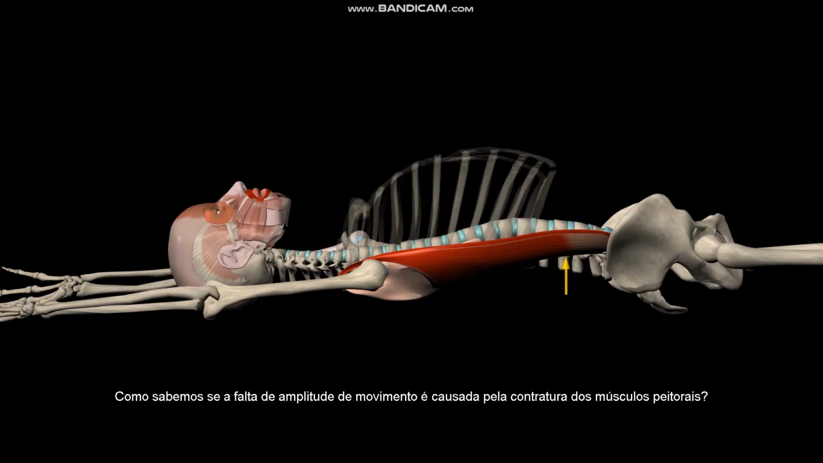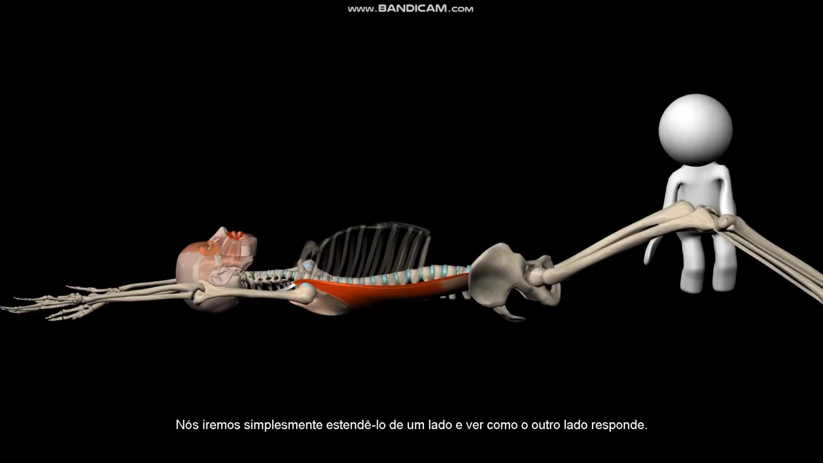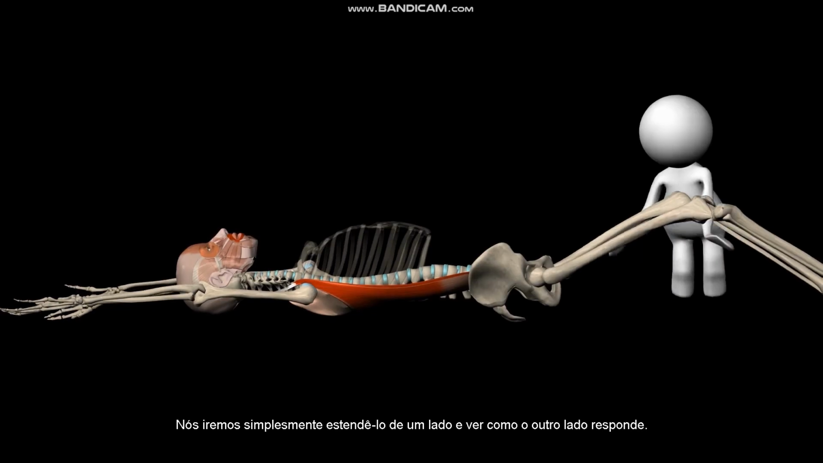How will we know if lack of range of movement is caused by shortening of the pectoral muscles or of the latissimus dorsi? First, we will observe the movement of the chest and the lordosis, and in addition, check the length of the latissimus dorsi. We will simply lengthen it from one side and see how the other side responds.